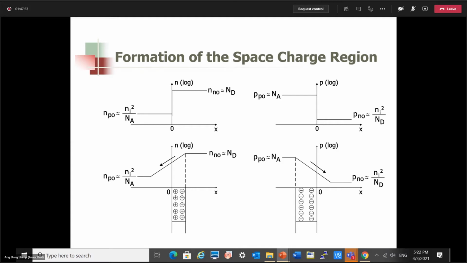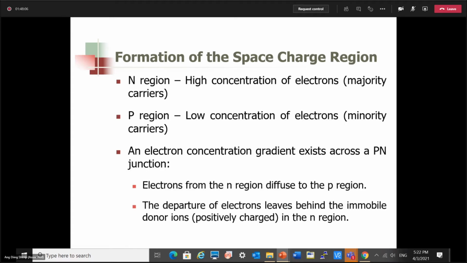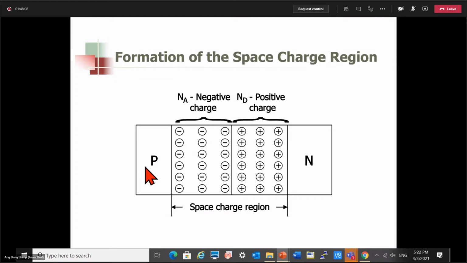Sir, why is there a region where there is neutral concentration? At the site, why is it neutral? Are you referring to this? Yes, why is it neutral? Why is it neutral? Okay.